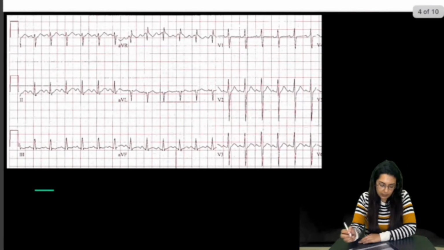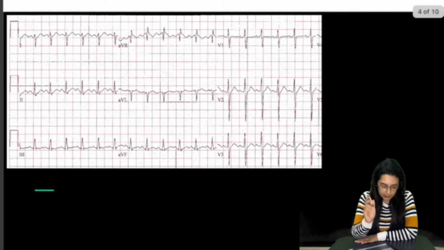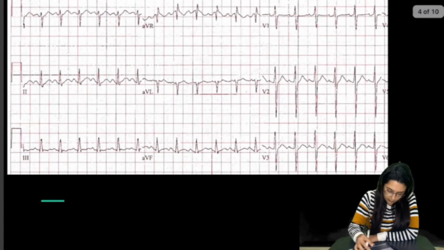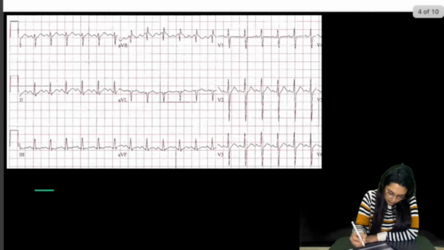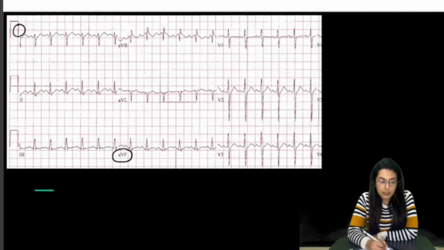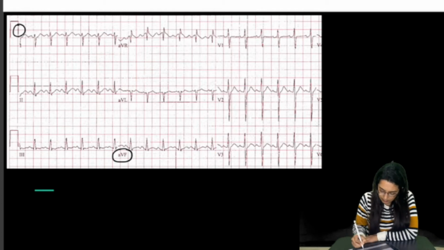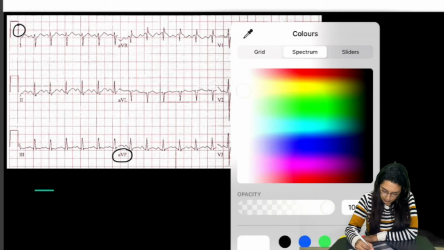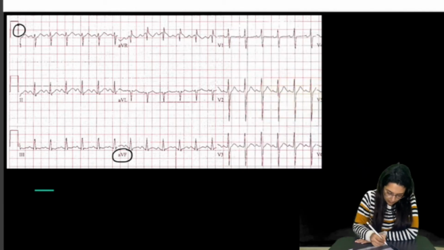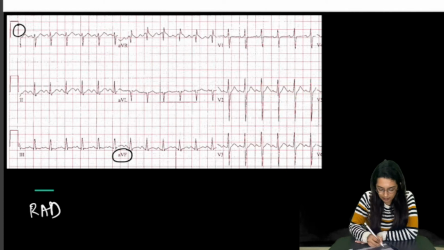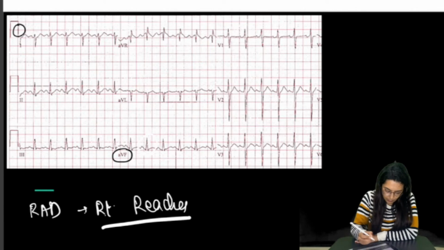Okay, now what is this? You have to see two leads only for axis. This is lead 1 and this is lead AVF. As you can see, the QRS complex in lead 1 is negative and in AVF it is positive. So this is right axis deviation. Right reaches. I've already explained the mechanism of it. As you can see, this is positive and this is negative.